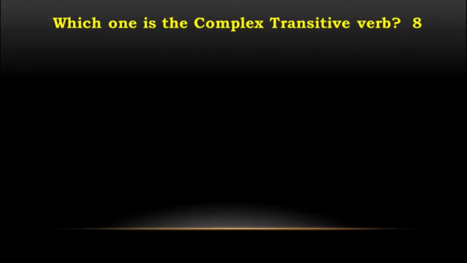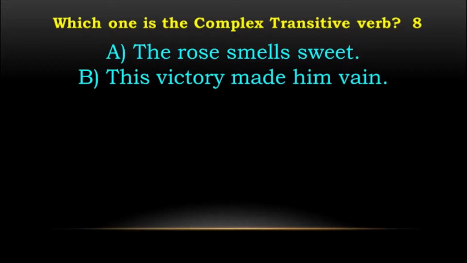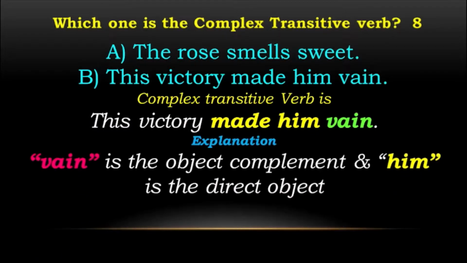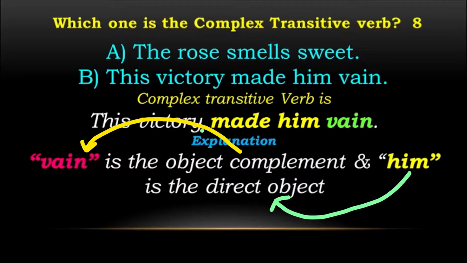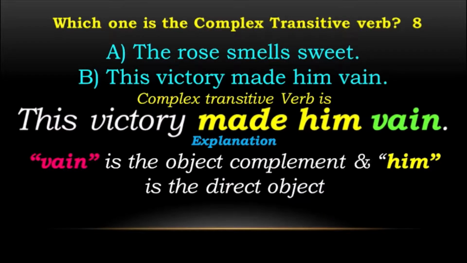Question number 8. Which one is the complex transitive verb? The rose smells sweet. This is a sensorial verb. This victory made him vain. Yes, this is the complex transitive verb, made him vain. Here we have the adjective vain, and him is your object and vain is your object complement. They can be an adjective, or they can be an adjective phrase.